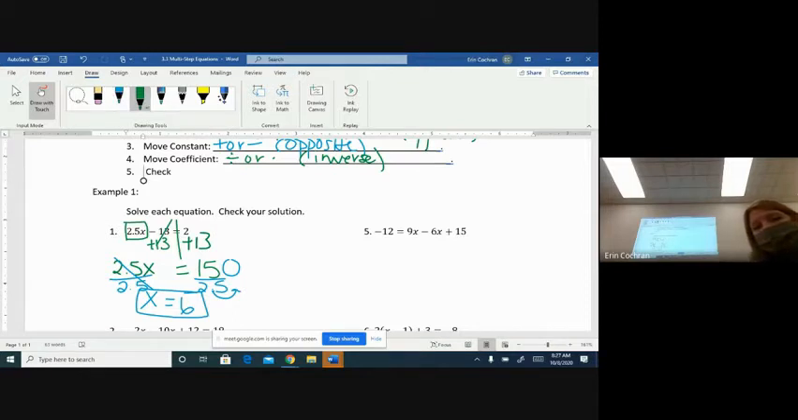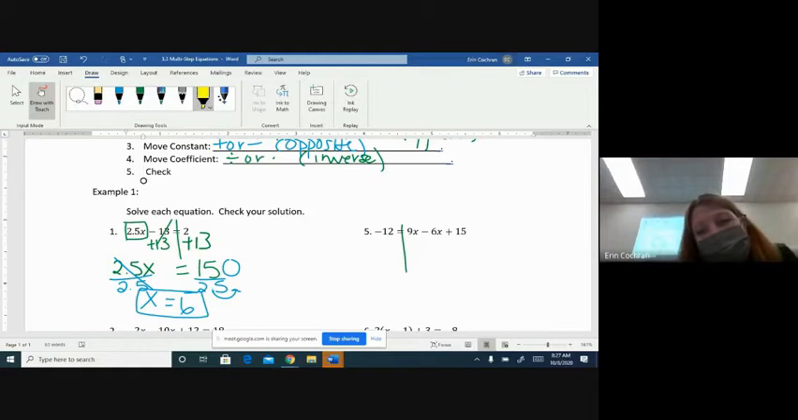All right, let's look at question 5 here. Okay? Do we have any parentheses? Nope. So we don't have any parentheses. Do we have like terms? Yes. What are my like terms? 9x and 6x. Are they on the same side or different sides? Same side. So let's just combine them. What is 9x minus 6x? 3x. Then we have plus 15 equals negative 12.